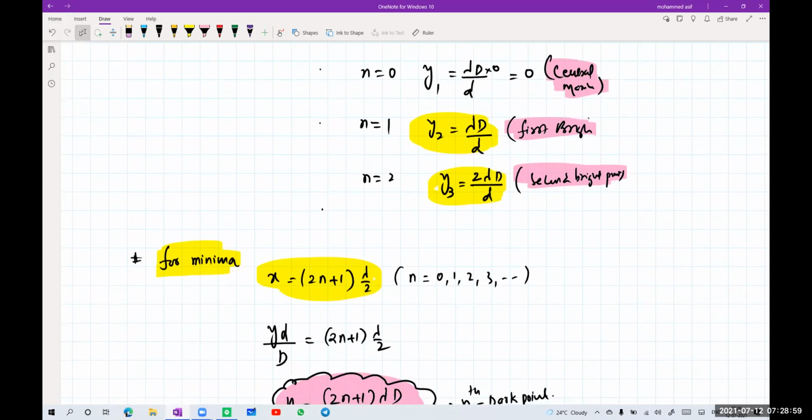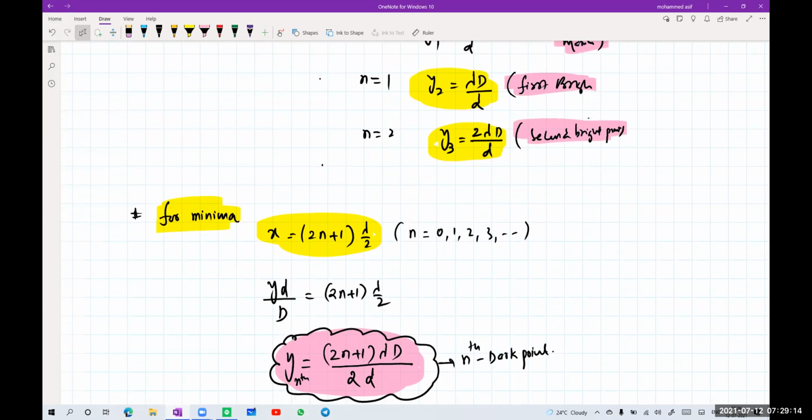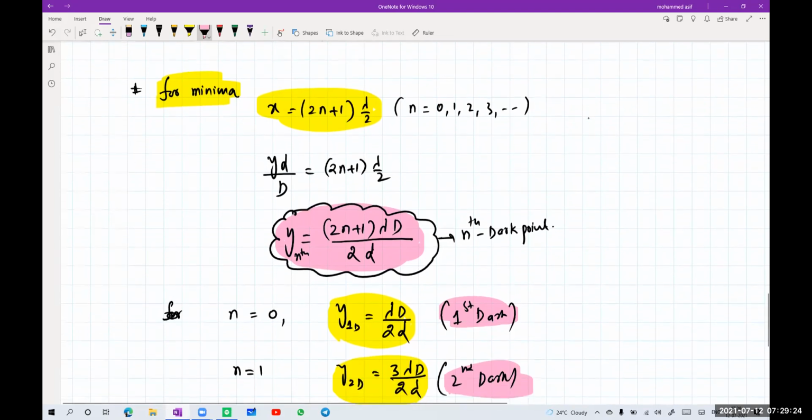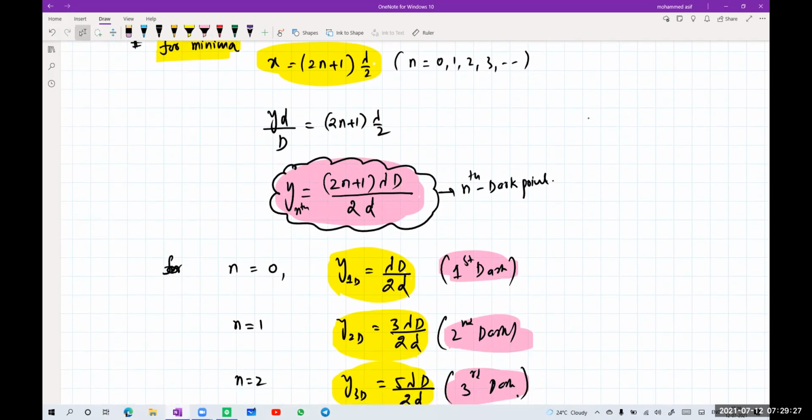Now for minima, x is equal to how much? (2n plus 1) lambda by 2 or (2n minus 1) lambda by 2. If I'm taking (2n plus 1) lambda by 2, then we start from n equal to 0. If I'm taking (2n minus 1), then we start from n equal to 1. So x is equal to, as we already got for the path difference, y into small d divided by capital D. So the nth dark point is calculated by the formula y equal to (2n plus 1) into lambda into capital D divided by 2d. For n equal to 0, we get lambda into capital D by 2d.